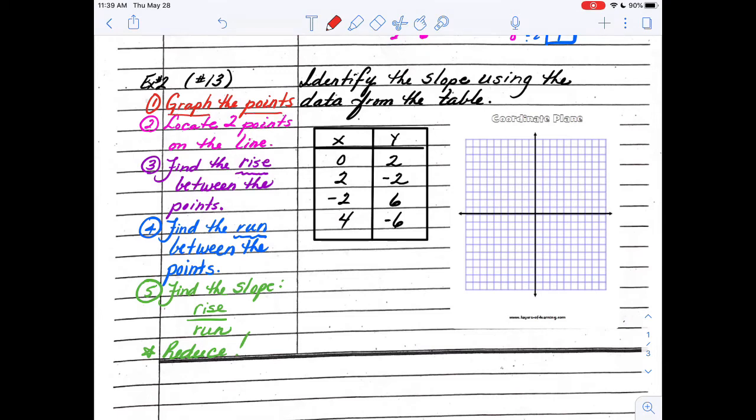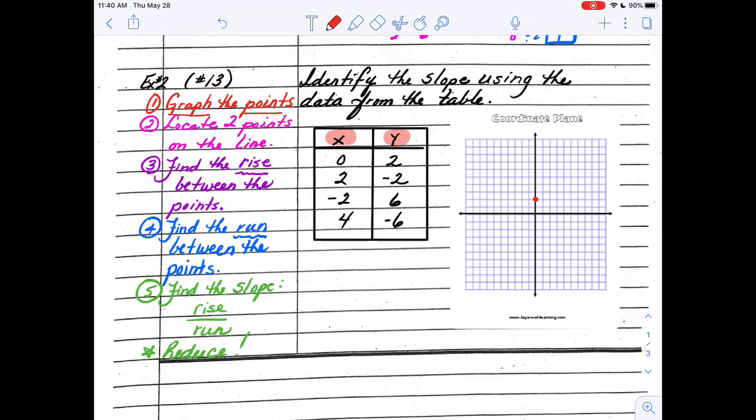So remember, my x value is always over here on the left, and my y value is over here on my right. So let's go ahead and graph those points. Remember, it's just your direction, so you always start at the origin. So if my x is 0, my y is 2, that means don't go left, don't go right, stay in the middle, and just go up 2 and put your point.